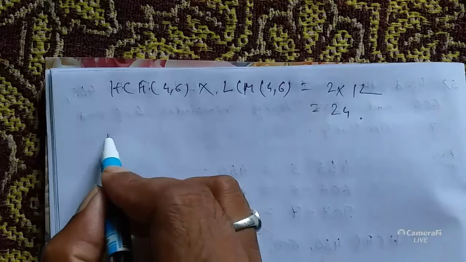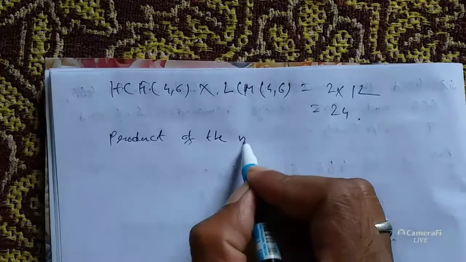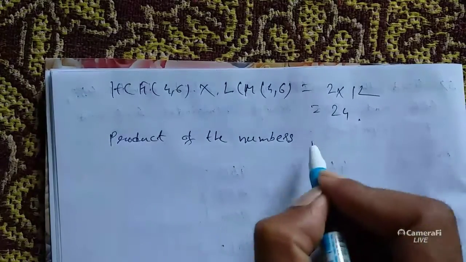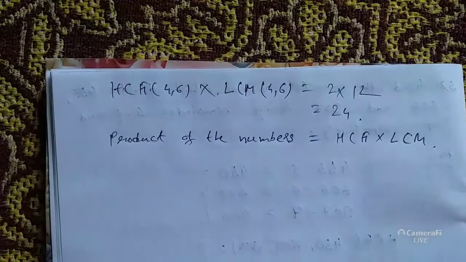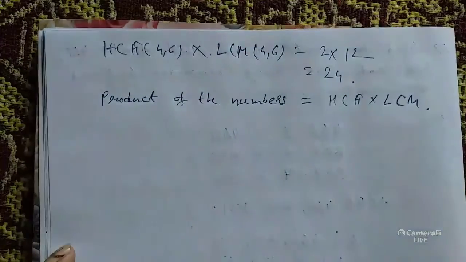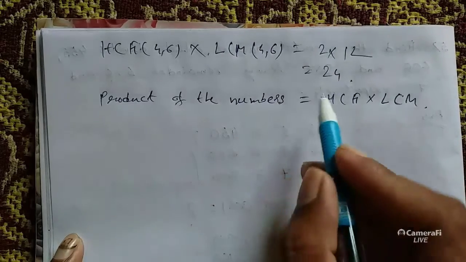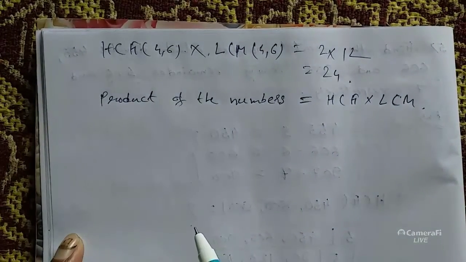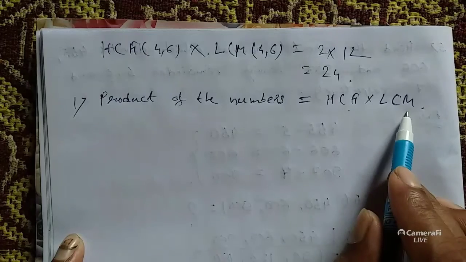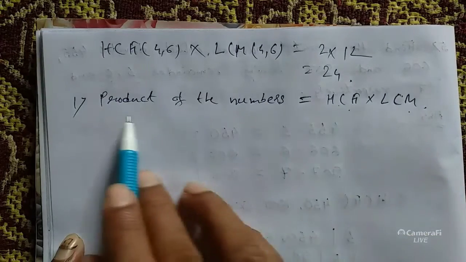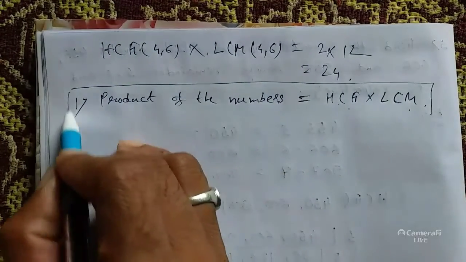So we can say that the product of the numbers equals their HCF multiplied by their LCM. But this holds only for two numbers. This is a formula, the relation between HCF and LCM: the product of HCF and LCM equals the product of the given numbers. We will take this as the first formula of the relation.